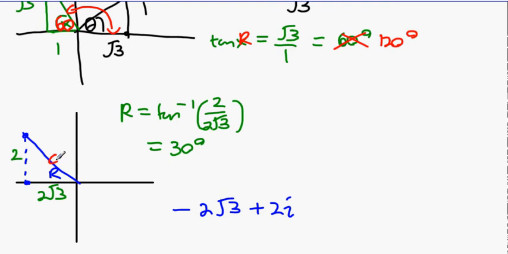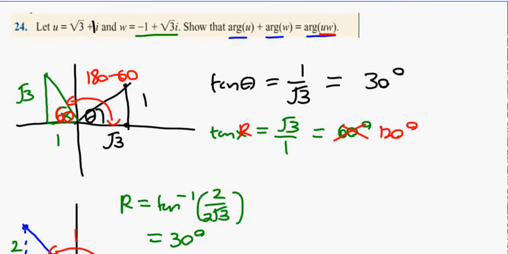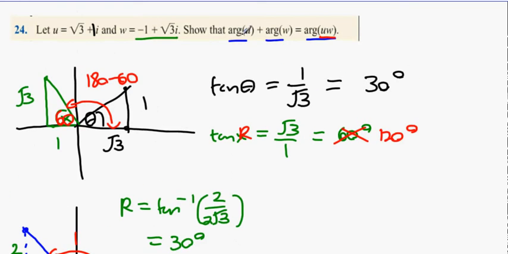This 30 degrees has to be taken away from 180 because it's the second quadrant. So in quadrant 2 it's 180 minus your reference angle, which is 30, and that equals 150 degrees. So what we had here was the argument of u is 30 degrees, the argument of w is 120 degrees, and that equals the argument of uw, which is 150 degrees, hence it's true.